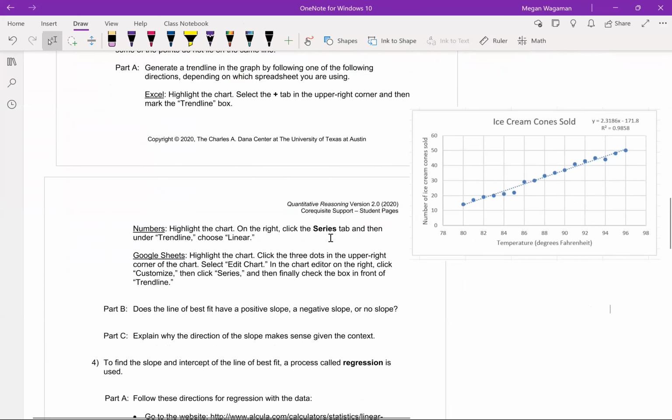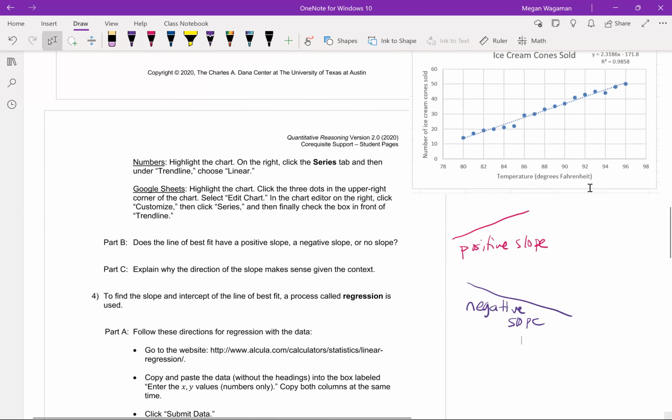So it says, does the line of best fit, that dotted blue line that we have, have a positive, negative, or no slope? So just a quick reminder, positive slope goes, as one thing increases, so does the other. So this is positive slope. If it goes downwards as you work left to right, this would be a negative slope. And if it is a flat horizontal line, that would be a slope of zero. I'm not going to be able to draw a perfect horizontal line, but this is meant to be a horizontal line. And this has a slope equal to zero.